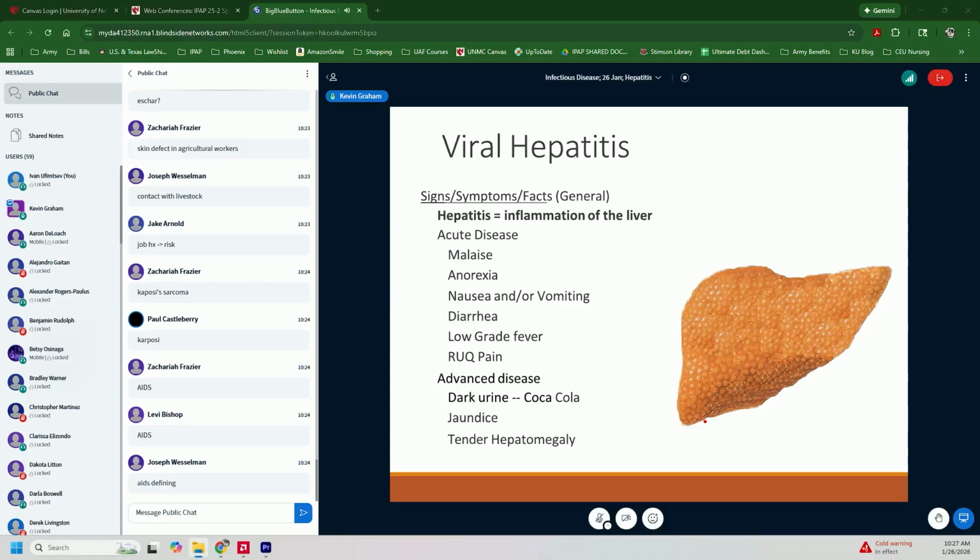So in the acute stage, usually you're going to have viral syndromes, people describing malaise, nausea and vomiting, some diarrhea, they might have a fever, and that liver lives in the right upper quadrant. There might be some pain and swelling there. What does anorexia mean? What does that medical terminology mean? Not talking about the psychiatric condition.